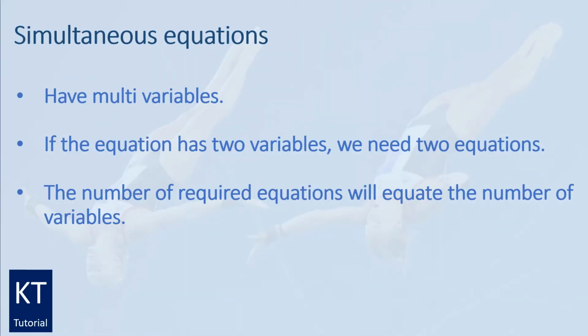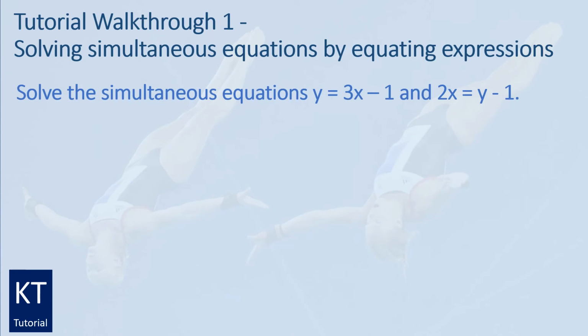Here are some quick points on simultaneous equations. First, they have multiple variables. Second, if the equation has two variables, we need two equations. Thirdly, the number of required equations will equal the number of variables. Let's jump right into tutorial walkthrough 1, with emphasis on solving simultaneous equations by equating expressions.